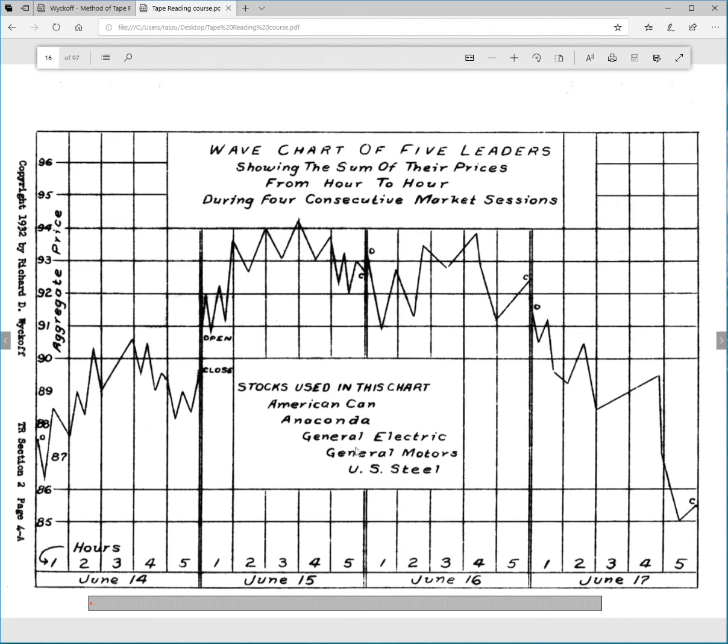So it's the combination of the leaders and watching them. And even though I'm saying use the S&P for now, the leaders do turn before the rest of the market. We'll see that later. Anyway, this is the hourly wave chart. He's just giving an example. It's very easy to do.